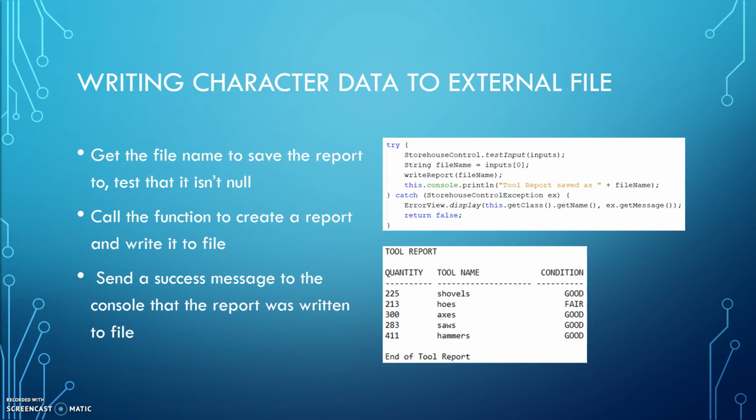Writing character data to an external file. First, you need to get the file name to save the report to and test that it isn't null. And so here with our code, we're calling our method to test the input, and if it comes back that it's good, then we're going to take that input and place it into our file name variable, and we'll pass that file name variable to our write report function, which I'll show you in just a minute, which we're going to be creating a tool report, as you can see down below, and write it to file.